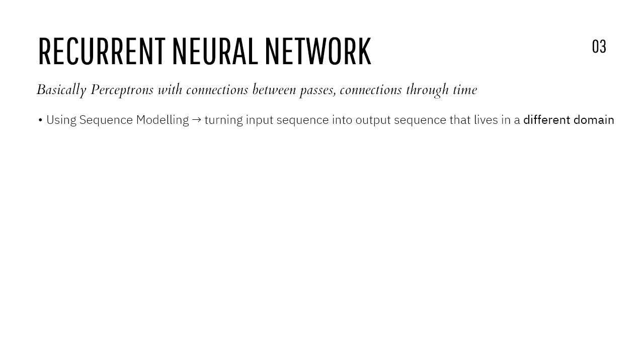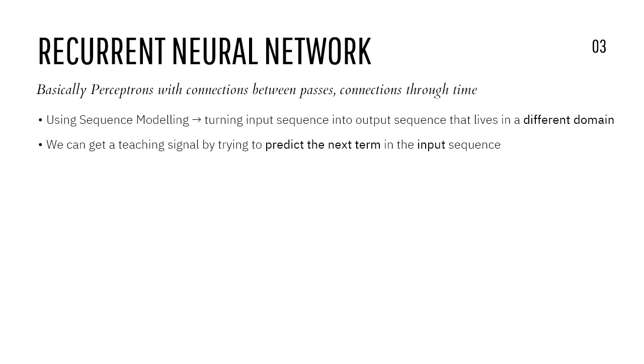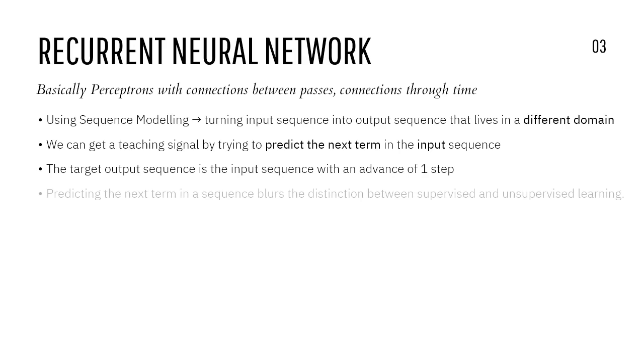It uses sequence modeling, so it will turn the input sequence into an output sequence that lives in a different domain. You can get a teaching signal by trying to predict the next term in the input sequence, and the target output sequence is the input sequence with an advance of one step. Predicting the next term in a sequence blurs the distinction between supervised and unsupervised learning.